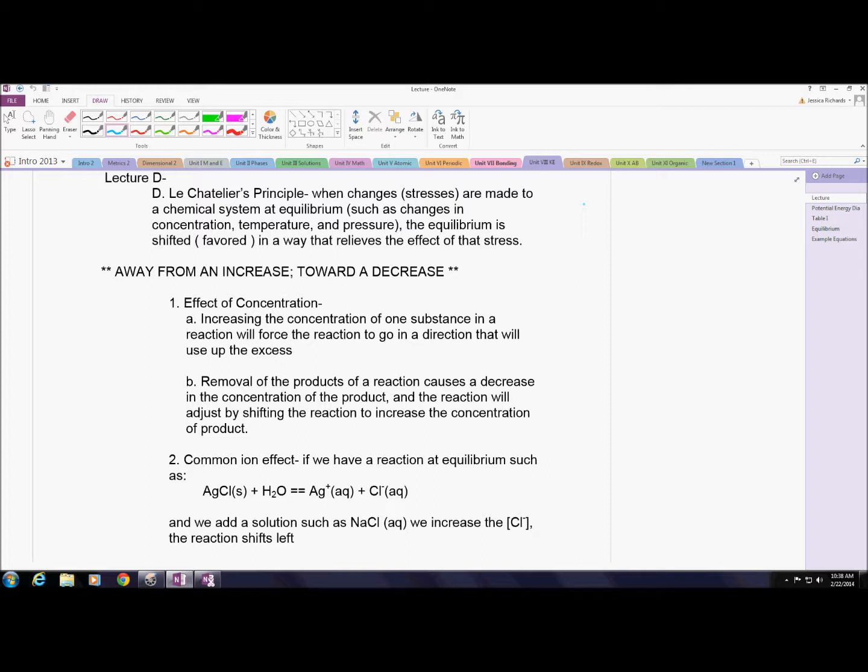If it's maybe an environmental issue and you want less of your reactants, you might want your reaction to go slower. So in that case, you would shift your equilibrium to the left so that there are more reactants instead of products. Generally, with Le Chatelier's principle, they talk about stresses and stressing the system at equilibrium. But if you just memorize that you're always moving away from an increase and towards a decrease, you're going to be all set.